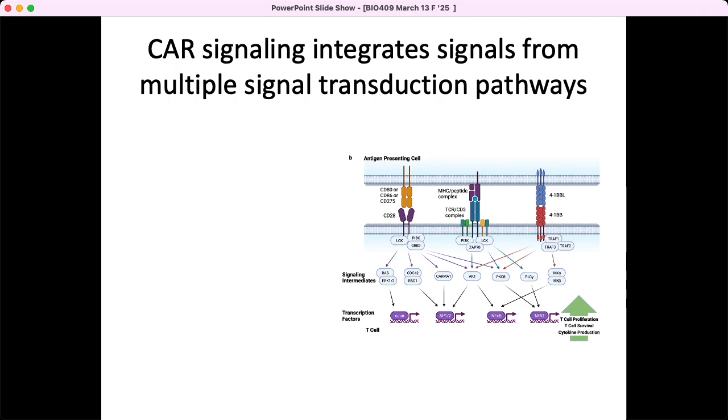Okay. And then what do they do? They're going to have a response, right? The pathways get activated, and our chimeric T cells are going to do something.